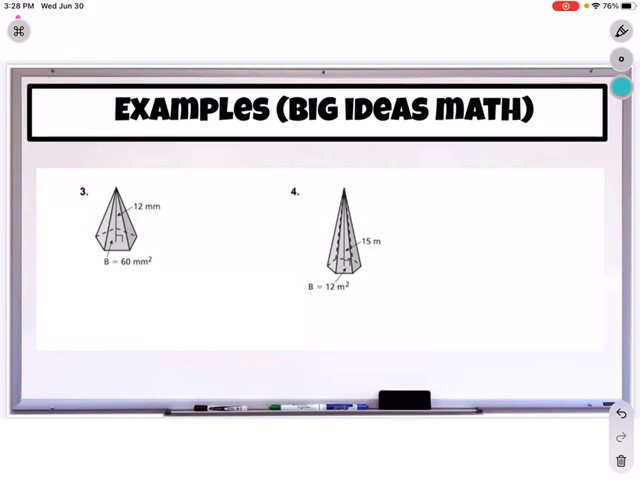Here we have the base shape. So let's write our formula down first. Volume equals 1/3 times base times height.